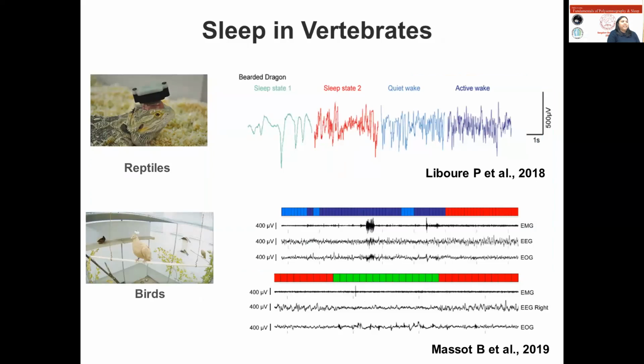Sleep is also studied in reptiles, where it shows the characteristic feature of non-REM sleep, a high amplitude, low frequency rhythm in electrophysiological recording oscillations, right? In birds also, different stages have been demonstrated, where blue is the active wake stage, red represents the non-REM stage, and green the REM stage.